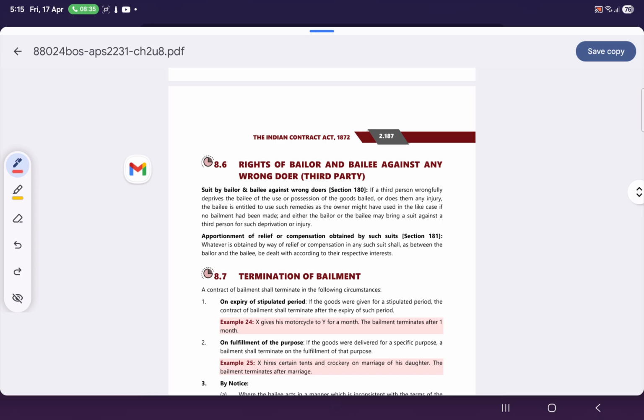Rights of bailor and bailee against any wrongdoer. Both the bailor and bailee have rights against the wrongdoer, which is a third party. If the third party does any wrong, they both can sue the third party and get the remedies. The remedies or compensation they get, they will share between themselves as per their respective interests.